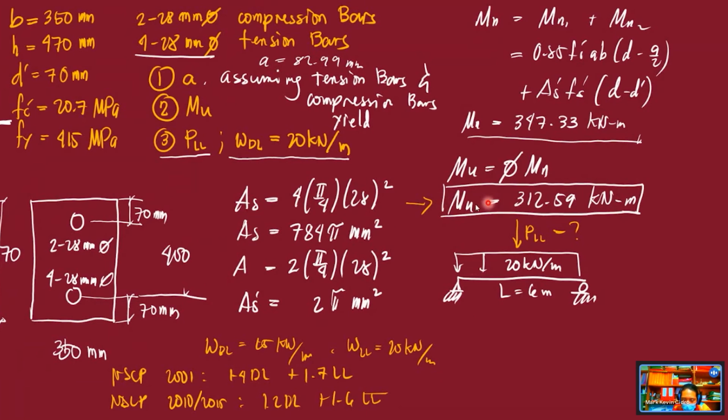So your ultimate moment is based on the factored load. To compare with your moment capacity, the ultimate moment uses the factored load. These are unfactored service loads, so you have to multiply them. Your 20 is the dead load including the weight of the beam. The problem says including the weight of the beam. If it were not included, you would compute the weight of the beam. Usually the problem gives the unit weight of concrete, or if not, you assume that the specific gravity of concrete is 2.4.